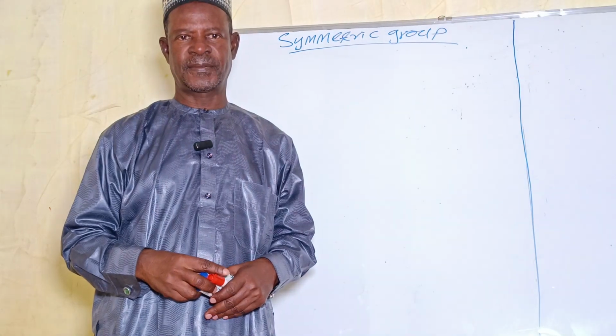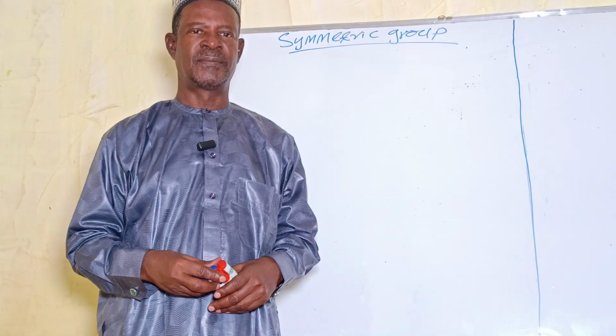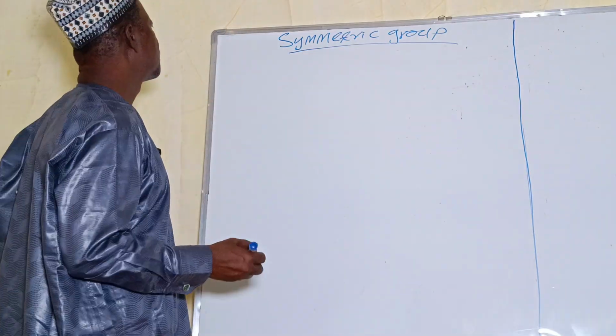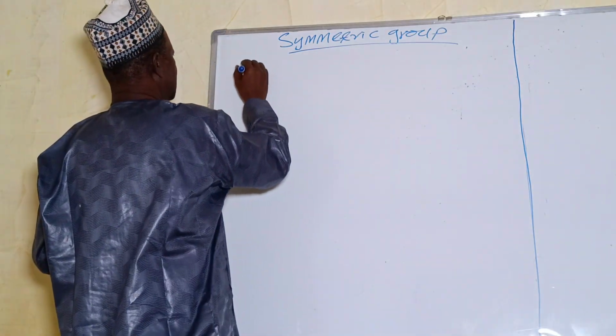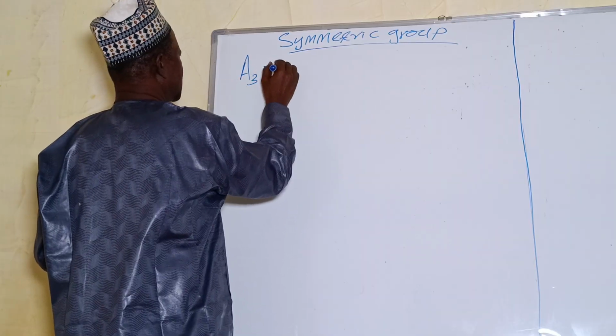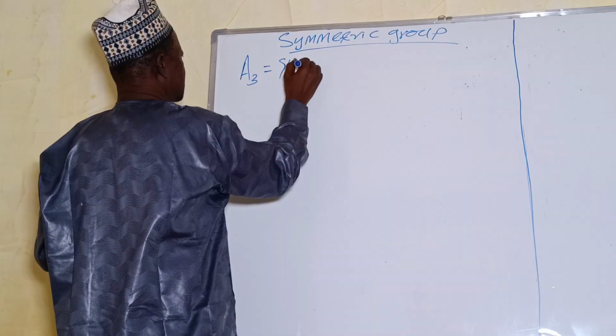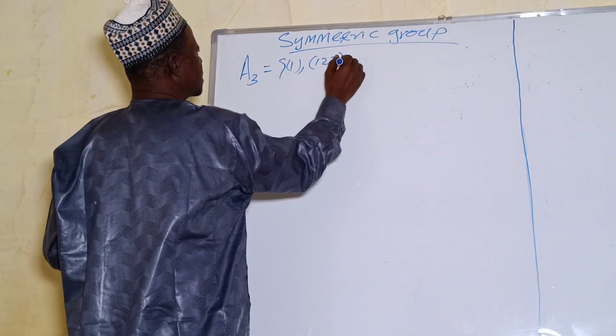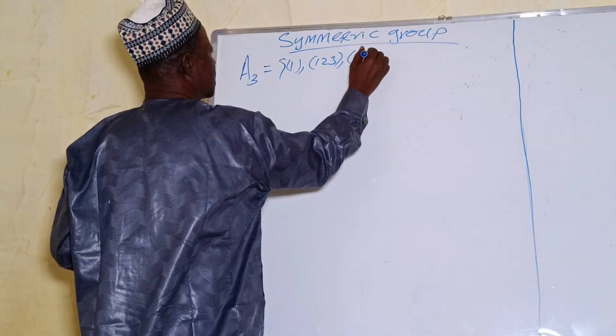Continuation of computations involving subgroups of the symmetric group. And now, let us take A3, which has elements 1, the identity element, (1 2 3), and (1 3 2).